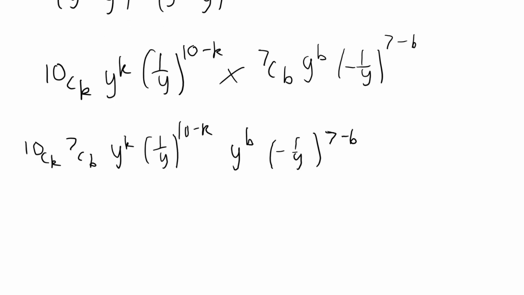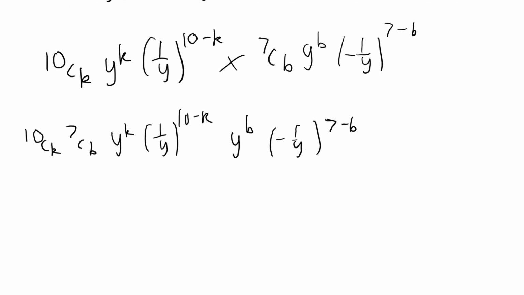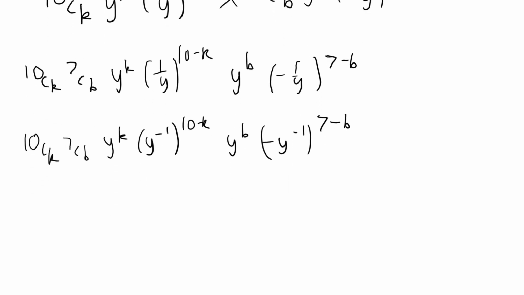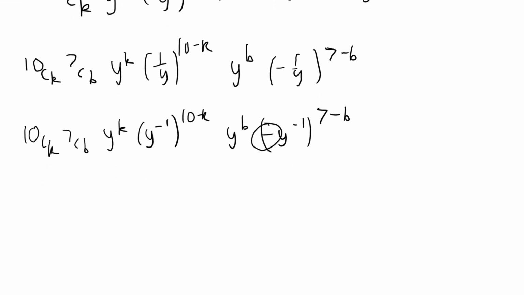Okay, so what I really don't like in this equation are the fractions, just the fractions for now. So what you're going to do is get rid of the fractions. So we're going to do 10 choose k times 7 choose b, y to the k times y to the minus 1, 10 minus k, times y to the b, and minus y to the minus 1, 7 minus b.